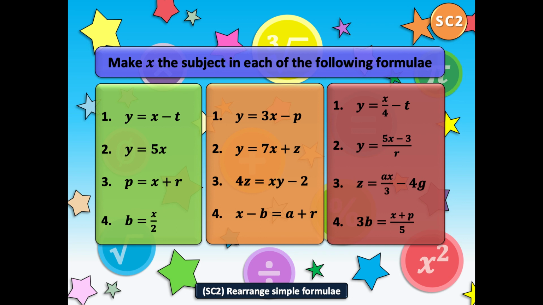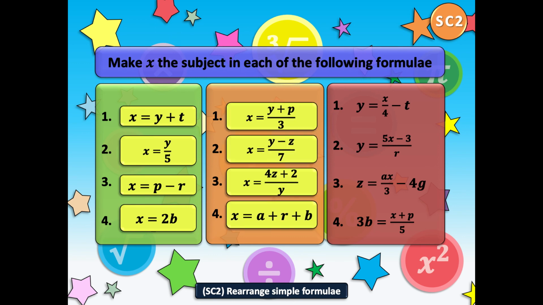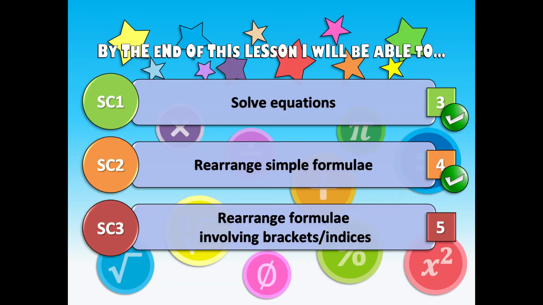Here are your answers. So there's your green answers. There's your amber answers. And there's your red answers. So now we've completed success criteria 2.